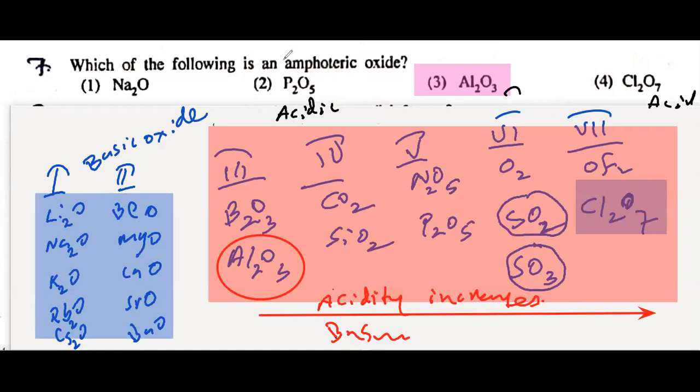In the exam, mostly they ask about sodium, magnesium, aluminium. You have to mostly remember these third period oxides. There are some neutral oxides also. I'll give one more summary.